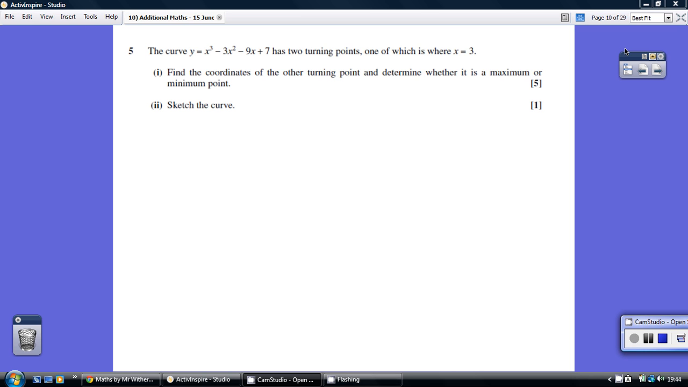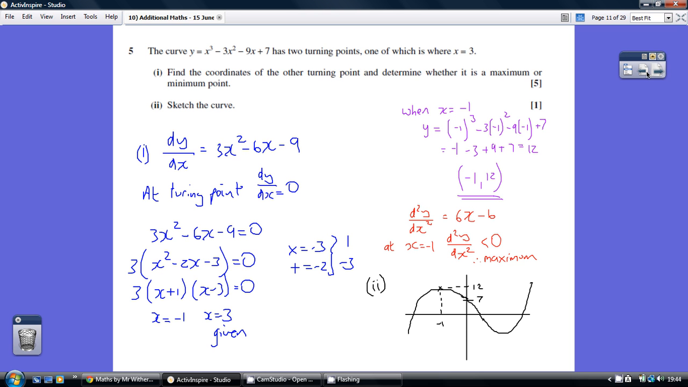Question 5. So, turning points, that is where the gradient is 0, so we have to differentiate this and make that equal to 0. So remember how to differentiate. You multiply by the present power and reduce the power by 1.